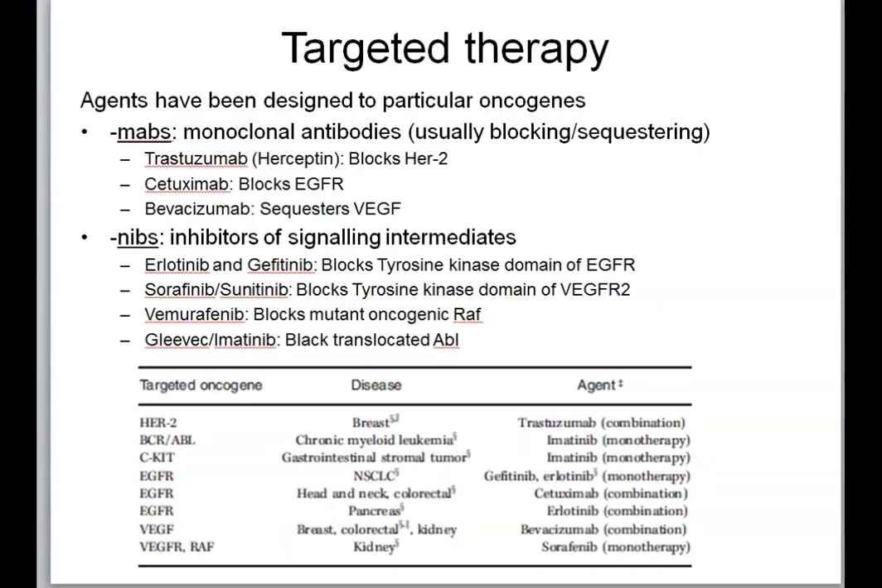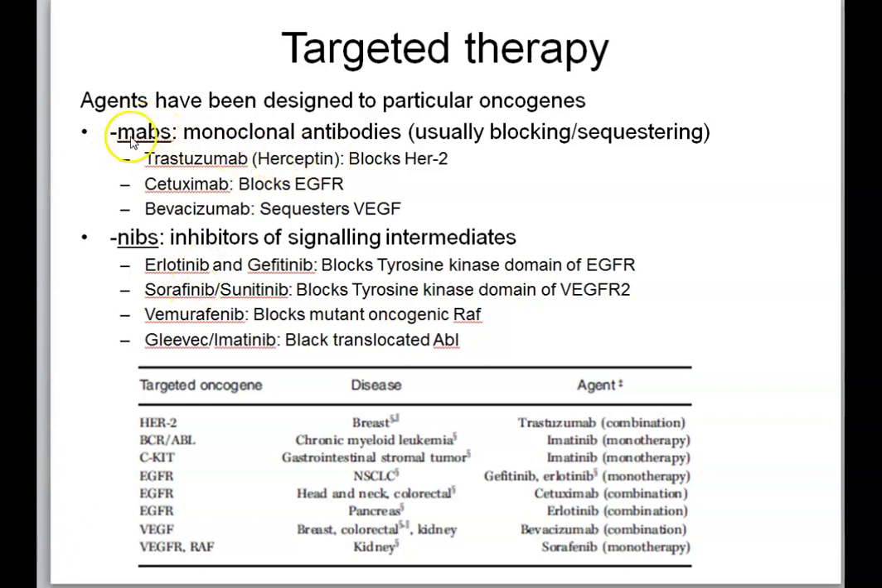These targeted therapies tend to come under two main categories. And you can tell what sort of drug it is by the few letters at the end of the drug name. So anything that ends in MAB is a monoclonal antibody, and monoclonal antibodies are large proteins typically used to block receptors on the cell surface of cells. In contrast, we have the NIBs. These are small molecule inhibitors, and they tend to work intracellularly, blocking particular domains of proteins.